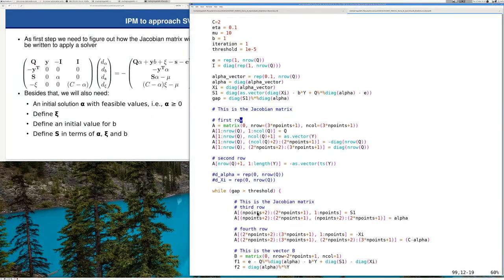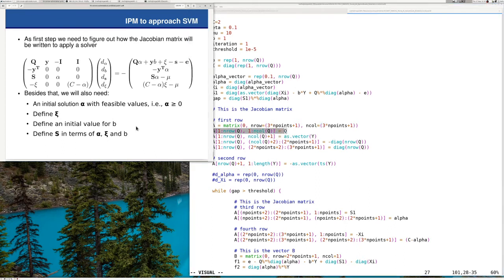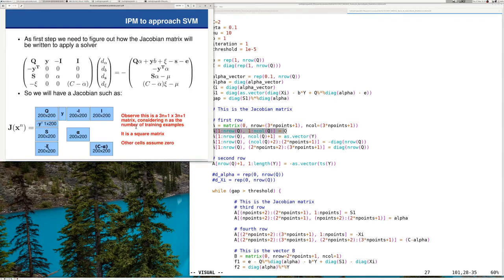Here, I started building up my Jacobian matrix. From the first to the 200th row and first to the 200th column, I'll have matrix Q. Take a look, matrix A, which is my Jacobian, I decided to call as A, could be J, sorry guys. It will have zeros. It will have 3 times 200 plus 1 rows and 3 times 200 plus 1 columns. So this is our first block. That block happens in here.